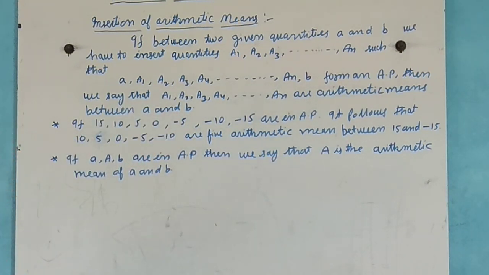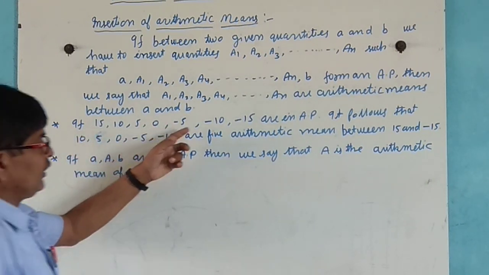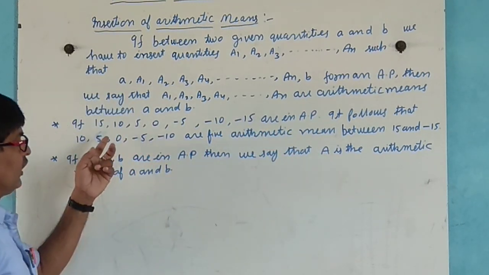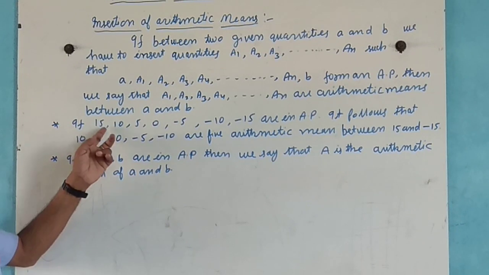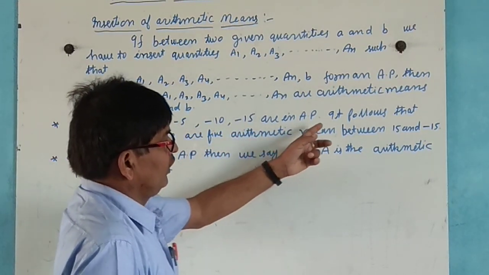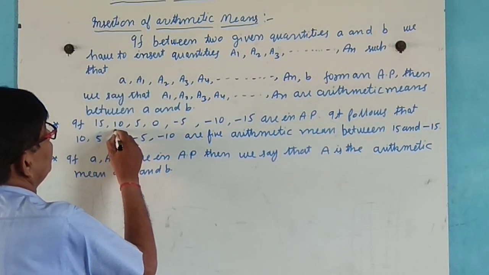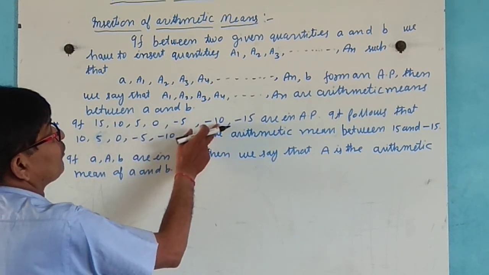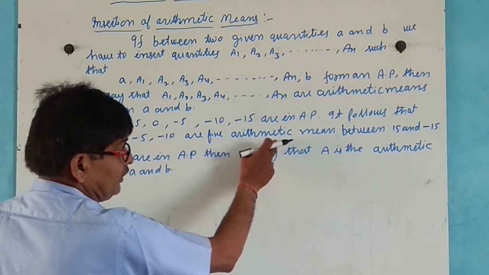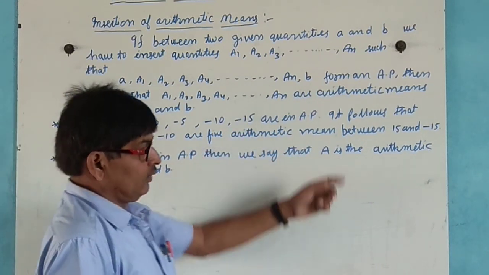Now, for example, if 15, 10, 5, 0, minus 5, minus 10, minus 15 are in AP, here in this case the common difference is minus 5. It follows that 10, 5, 0, minus 5, minus 10, these 5 quantities are 5 arithmetic means between 15 and minus 15.